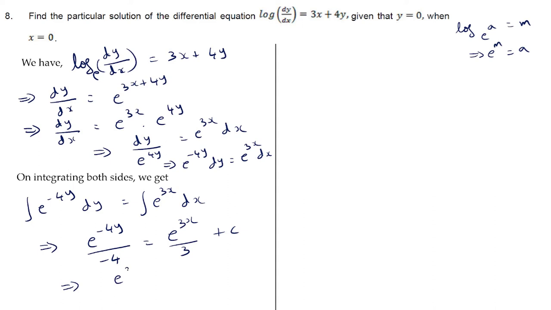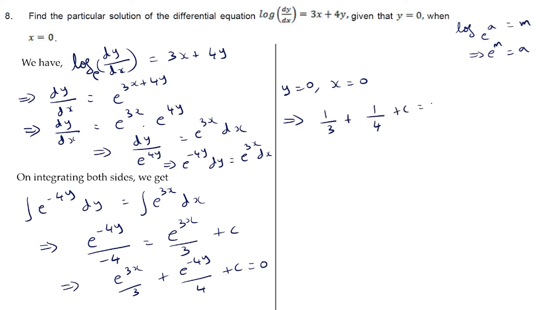So from this we get e^(3x)/3 plus e^(-4y)/4 plus c equal to 0. Now it is given y equal to 0 when x equal to 0. Y equal to 0, x equal to 0 implies e^0/3, it is 1/3, plus e^0/4, 1/4, plus c equal to 0. Or here LCM is 12. (4 + 3)/12 plus c equal to 0. So we get 7/12 plus c equal to 0, or c is equal to minus 7/12.